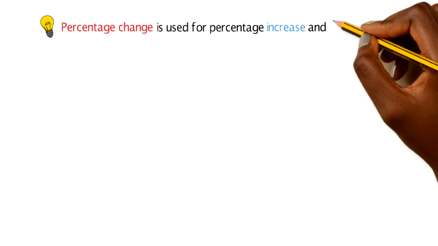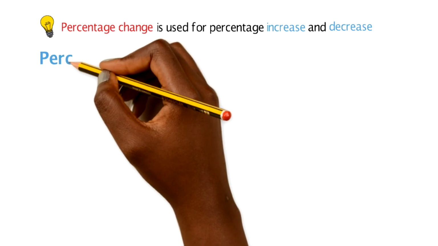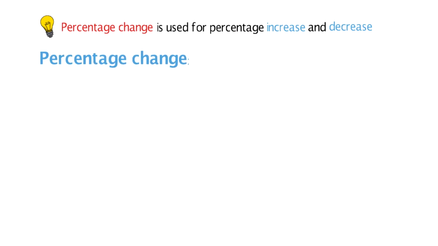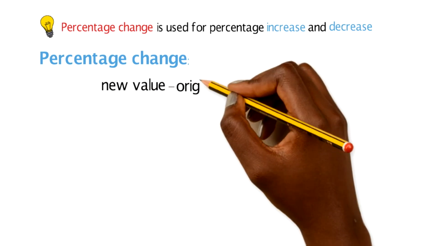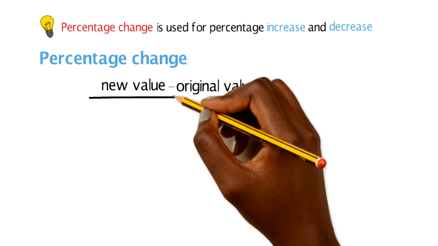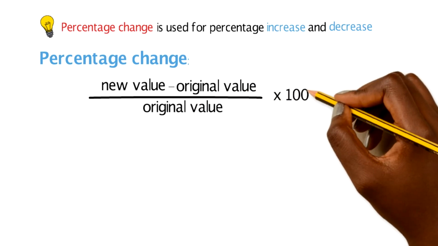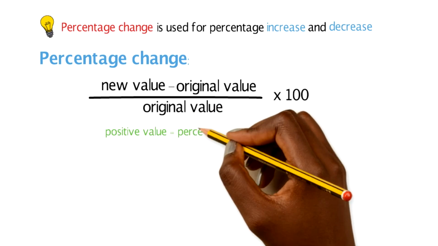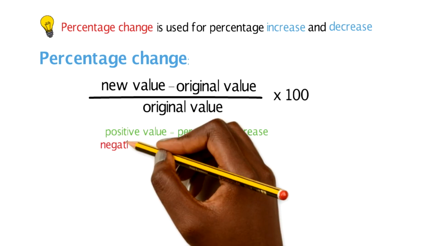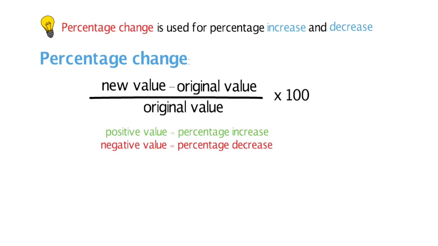Another aspect of percentages is percentage change. So this is basically used for a percentage increase and decrease. So again, there is a formula for percentage change, and that is the new value that you're trying to get to, take away the original value, over, so all of that divided by the original value, and because you're dealing with percentages still, you've got to multiply by 100. And if you get a positive answer, that shows that there's percentage increase, a negative value shows percentage decrease. So here is an example.